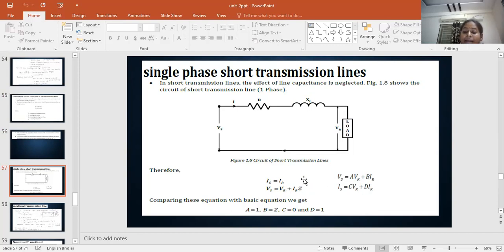Compare these two equations with the two-port network equations, that is Vs equals A into Vr plus B into Ir, and Is equals C into Vr plus D into Ir. Comparing these two equations, we get A equal to 1, B equal to Z, C equal to 0, and D equal to 1. We calculate the ABCD values from these two equations.